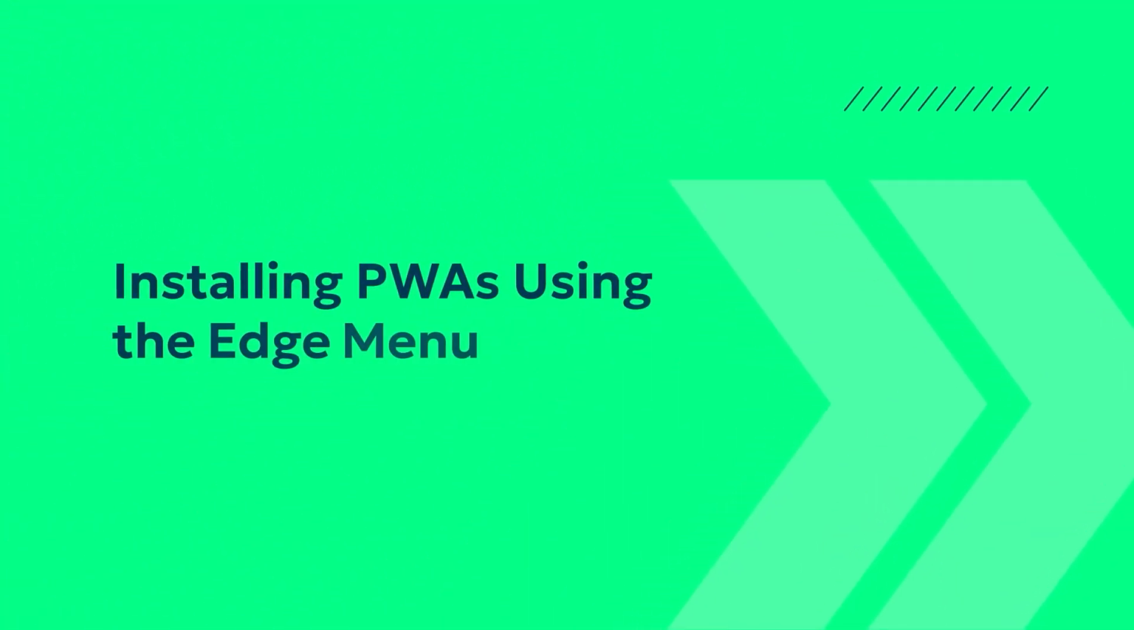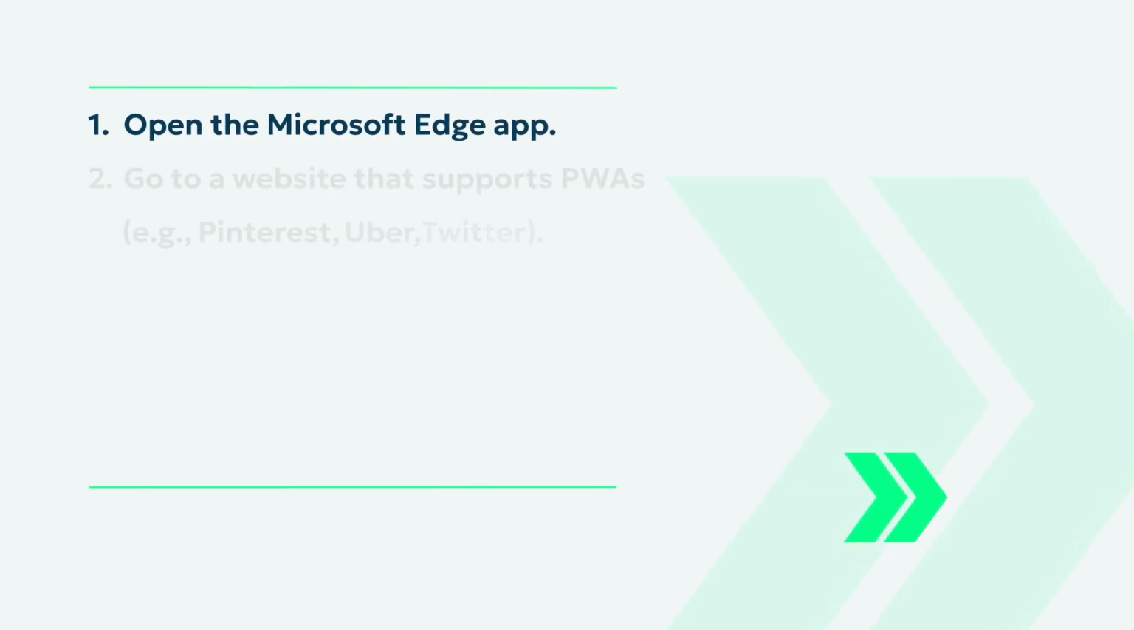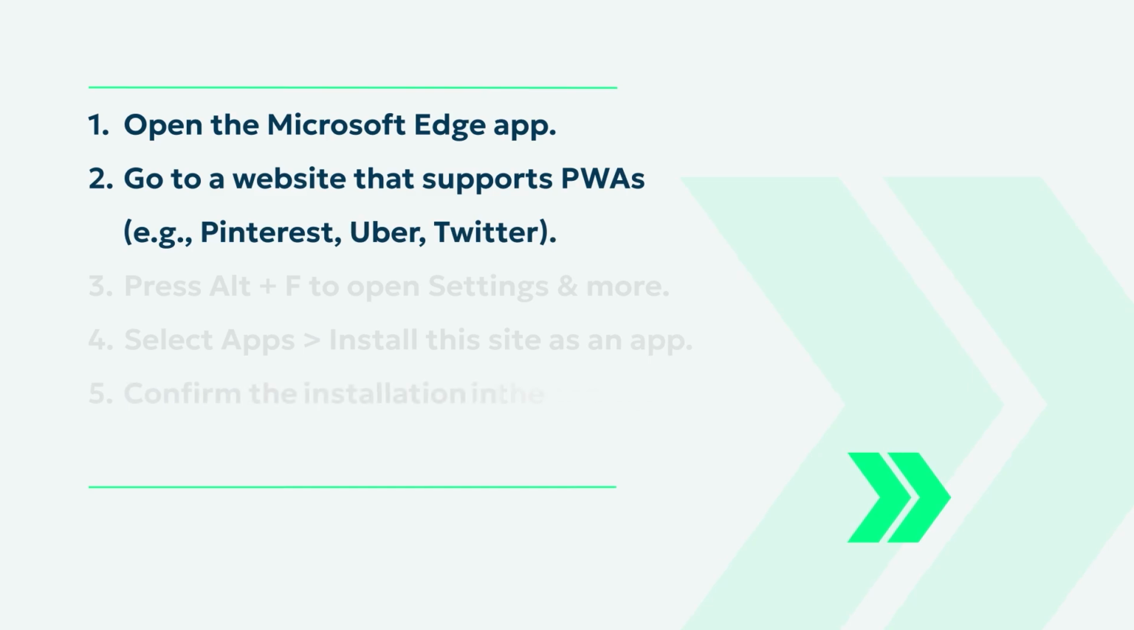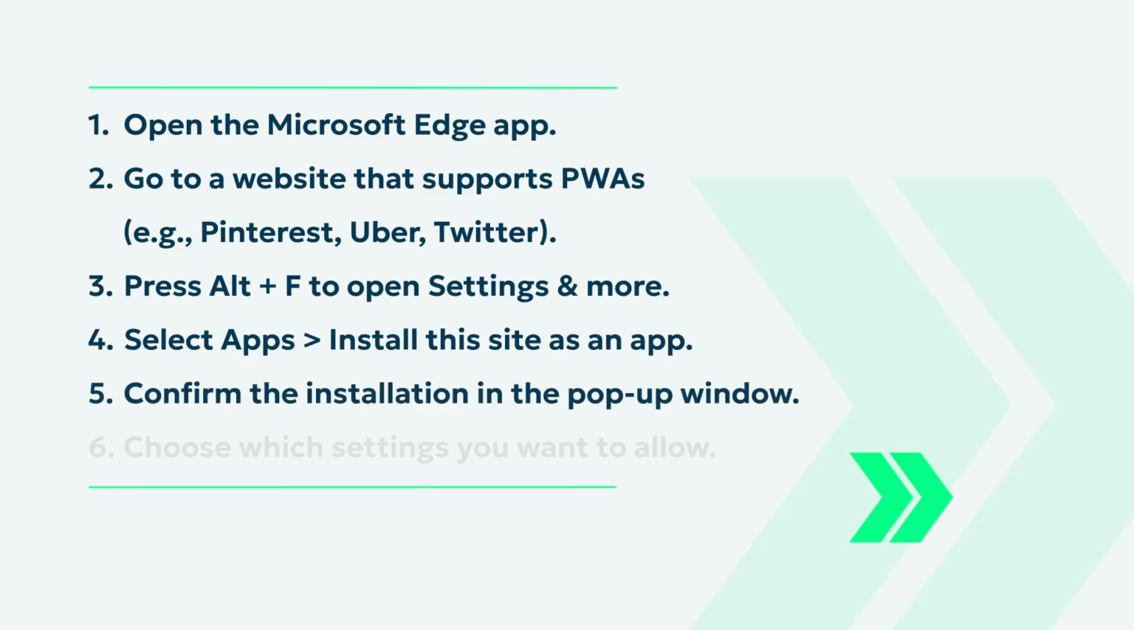Method 2. Installing PWAs using the Edge menu. Open the Microsoft Edge app. Go to a website that supports PWAs, for example Pinterest, Uber, Twitter. Press Alt plus F to open Settings and More. Select Apps, Install this site as an app. Confirm the installation in the pop-up window. Choose which settings you want to allow.